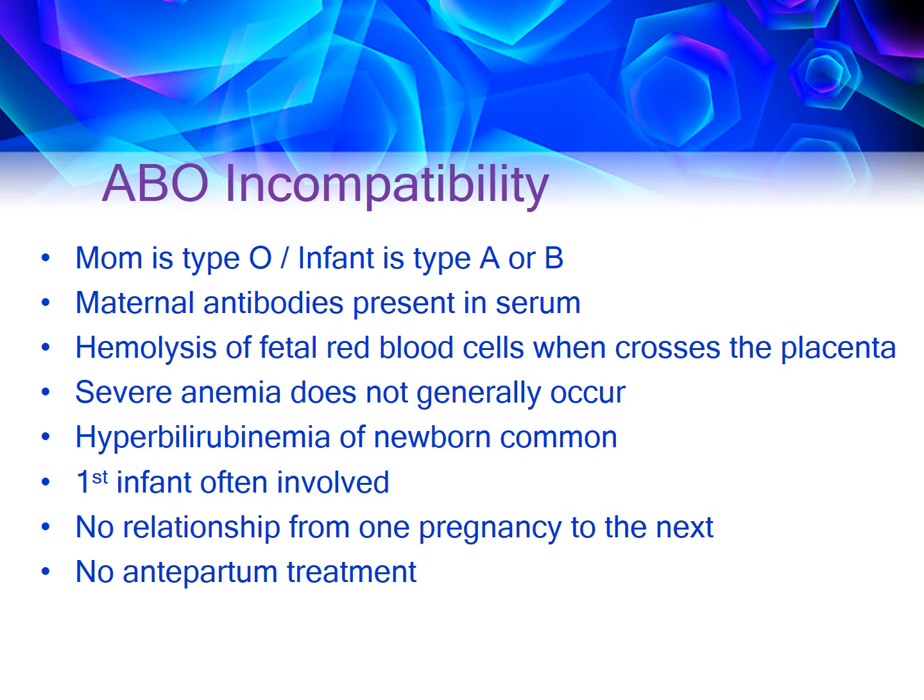Remember in your normal Rh incompatibility, what really matters, the first baby may be fine, they're not often affected, but it's the subsequent babies, which is why we give RhoGAM postpartum in that case. With ABO, there's no relationship from one pregnancy to the next, because remember, your babies can have all different blood types. And there is no antepartum treatment.